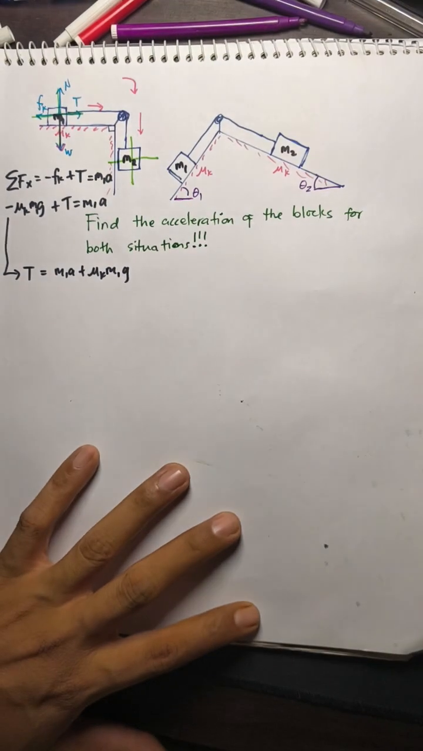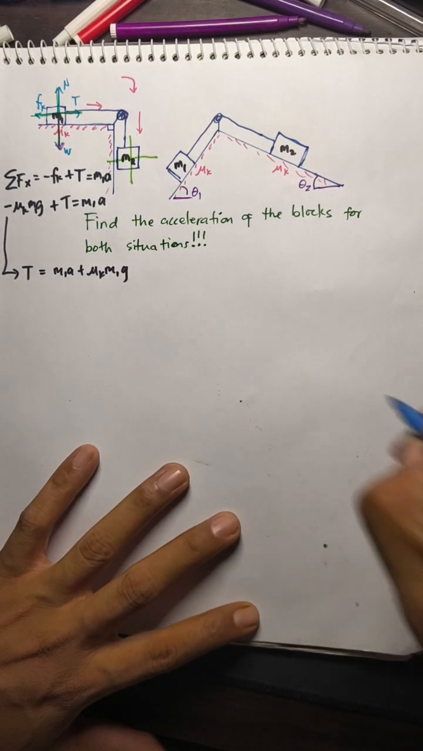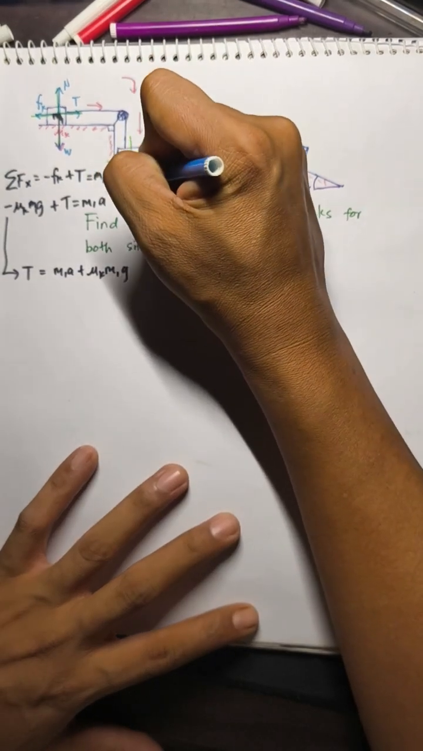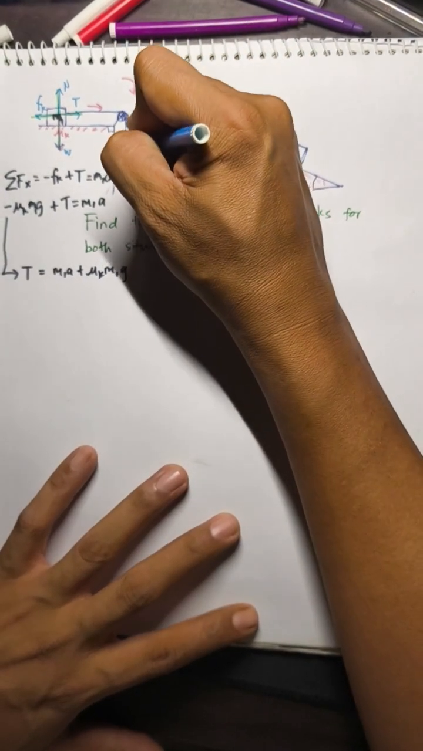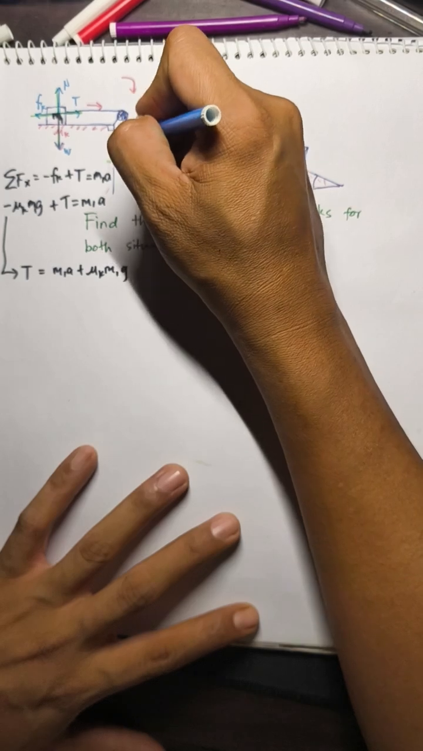For the second mass, what are the forces? Now, it's much easier this time because we only have two forces. We have the weight exactly going down, and of course, in this case, the tension on the rope.